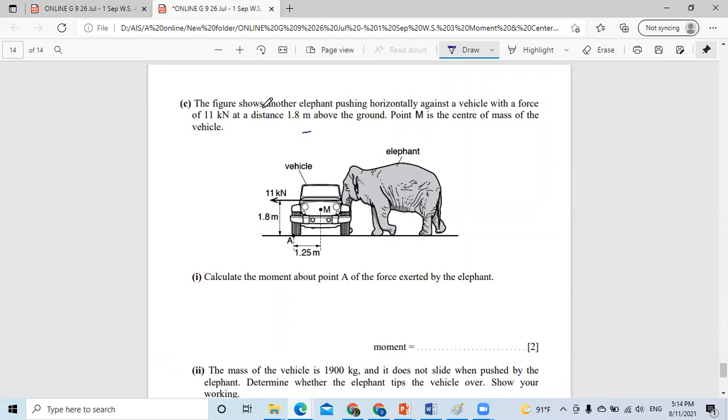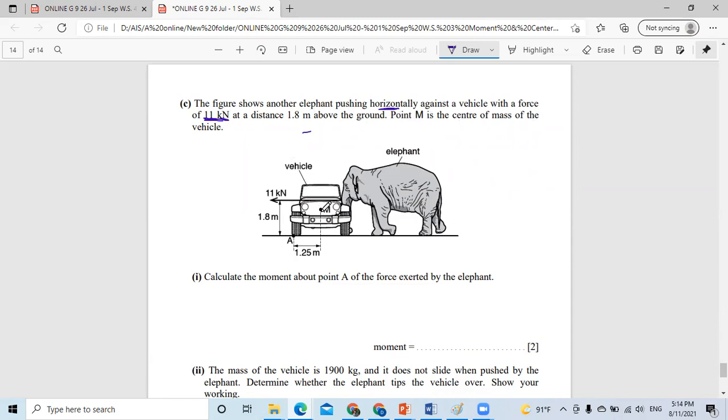The figure shows another elephant. There was a question, part A or B, talking about an elephant, and here is another elephant. The elephant is pushing horizontally against a vehicle with a force of 11 kilonewton. The 11 kilonewton acts horizontally, the elephant is pushing in this direction. Point M is the center of mass of the vehicle.